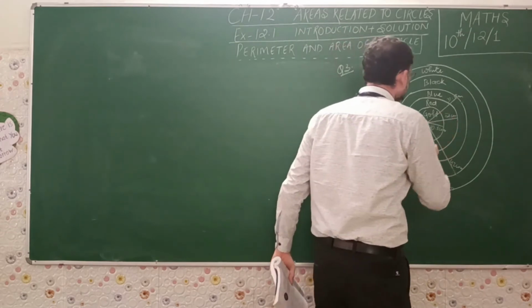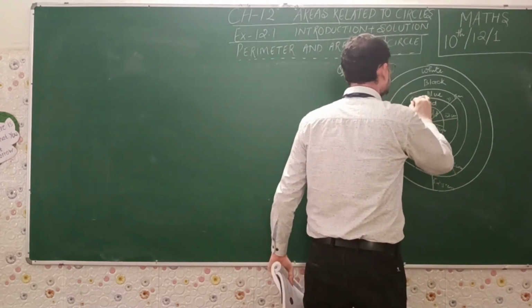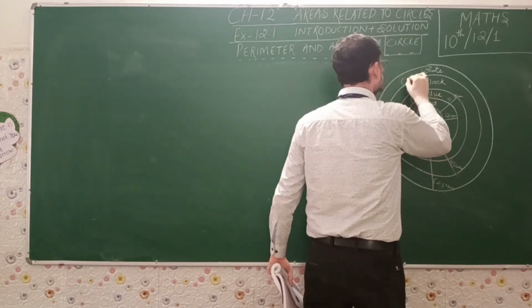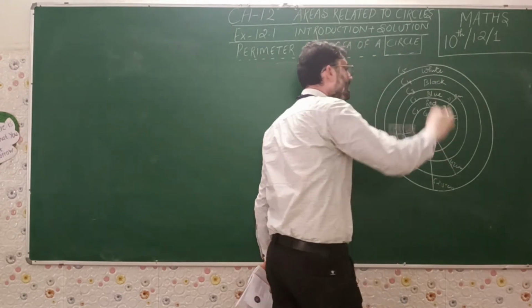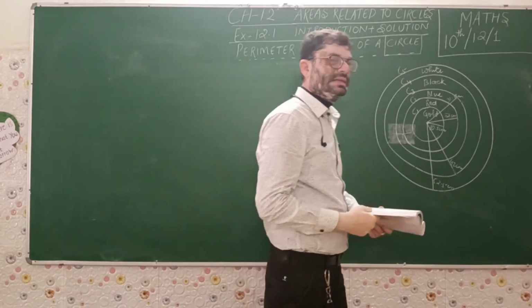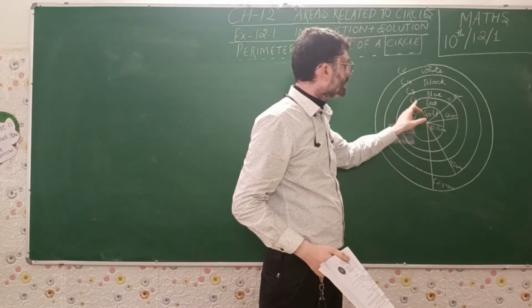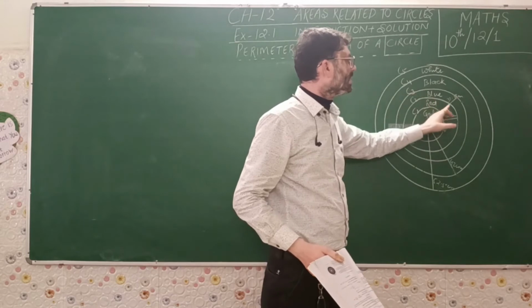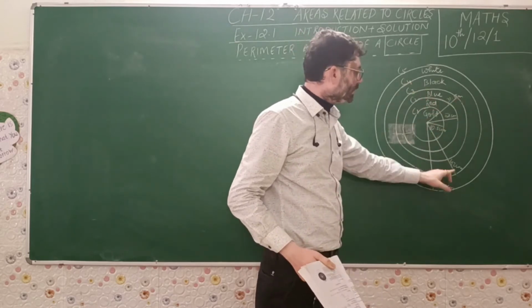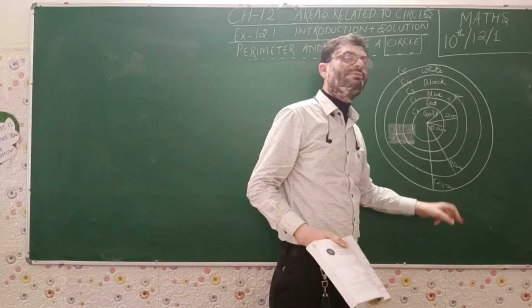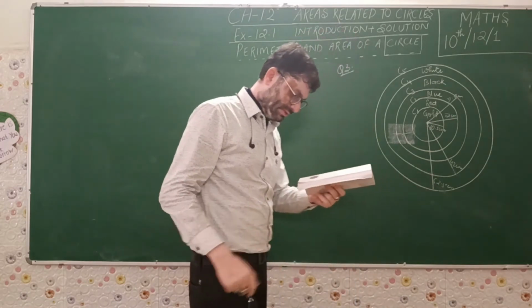We can also write the names of the circles as C1, C2, C3, C4, and C5. So we can very easily recognize that circle C1 has radius 10.5 centimeters, C2 21 centimeters, C3 31.5 centimeters, C4 is 42 centimeters, and C5 is of radius 52.5 centimeters.